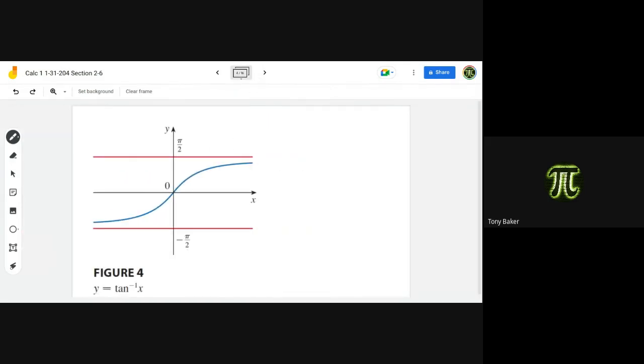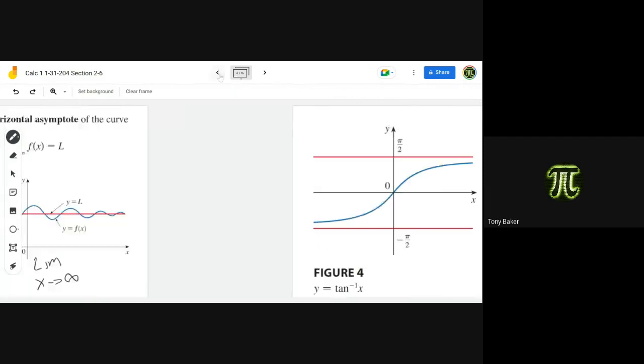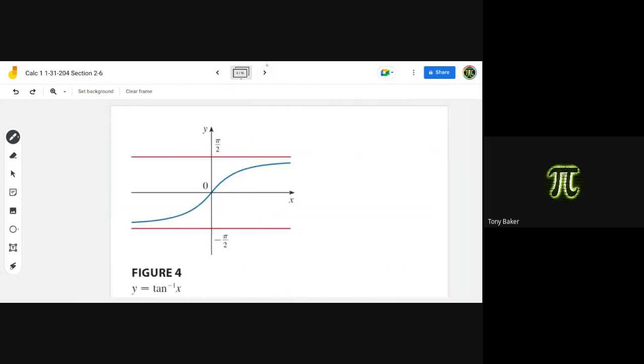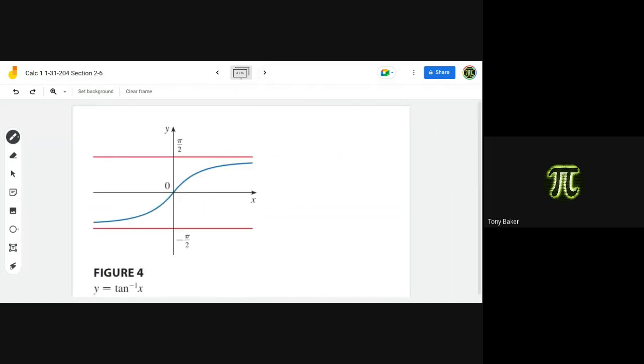We also could have a situation like this. The arctangent. So in each of these, we had one horizontal asymptote. However, the arctangent is a good example of two horizontal asymptotes.